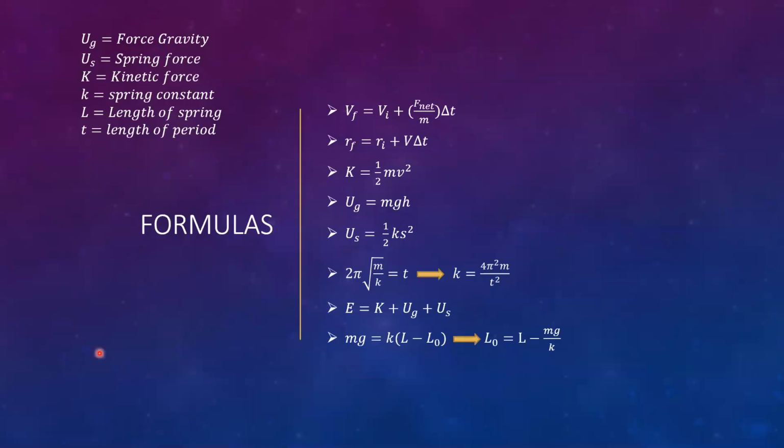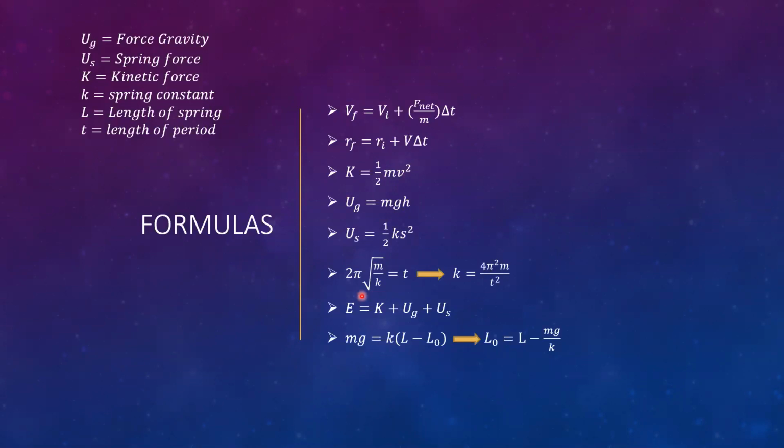So these are the formulas that were used in the GlowScript code. Vf equals Vi plus Fnet over m times delta t, the velocity update formula. Rf equals Ri plus V delta t, the position update formula. K equals 1/2 mv squared, the kinetic energy formula. Ug equals mgh, the gravitational potential energy formula. Us equals 1/2 ks squared, the spring potential energy formula.